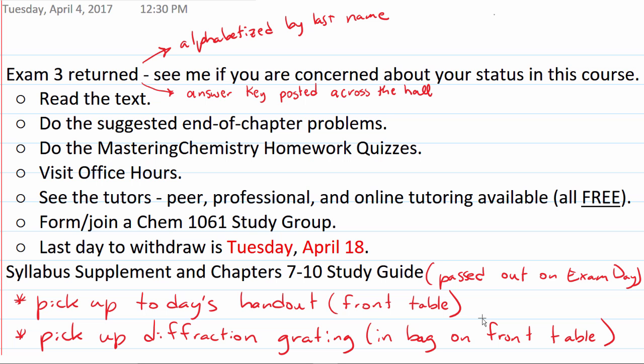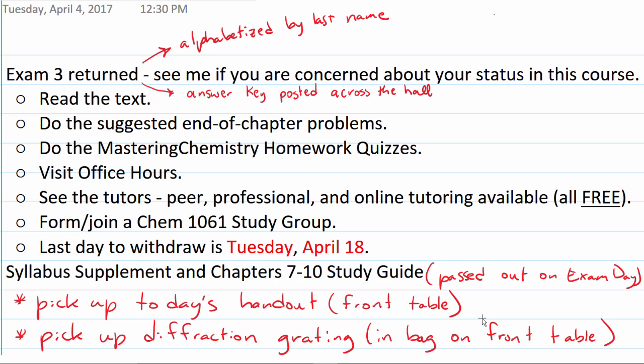And this is not a lecture at you, it's something I always do with my students when I meet them after the first exam in my other classes. Visit me during office hours. See the tutors. We have a whole slate of peer tutors, professional tutors, online tutors. They're all free. The online tutoring is 24/7. I have a link to that on the main course page of our D2L course. You'll see there's a link to Smart Thinking Tutoring. If you click on there, all Anoka Ramsey students have 15 free hours of tutoring through smartthinking.com.